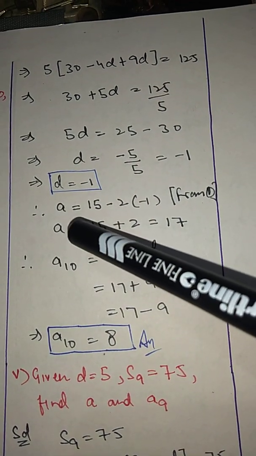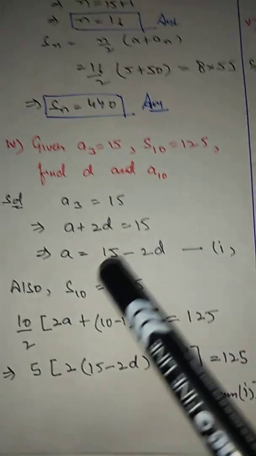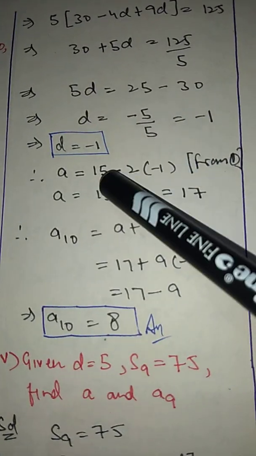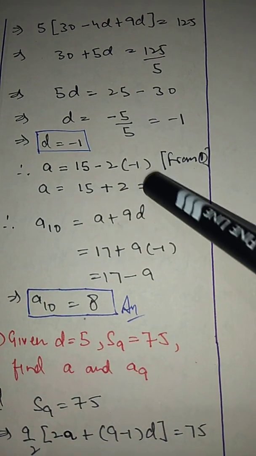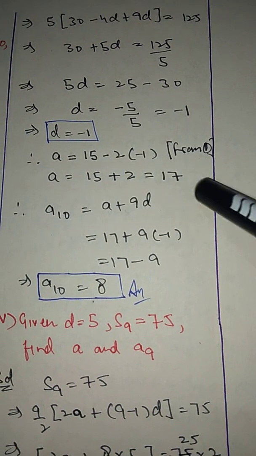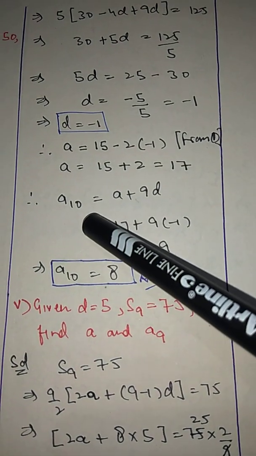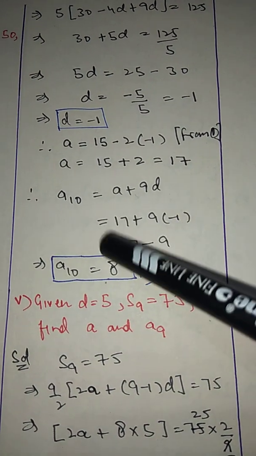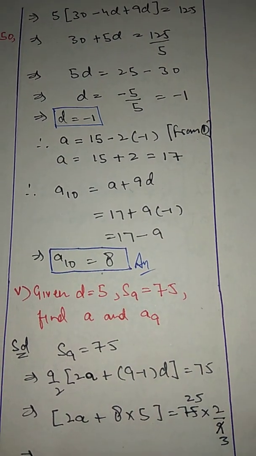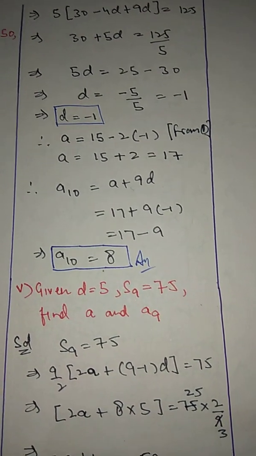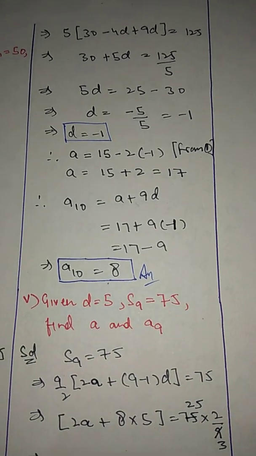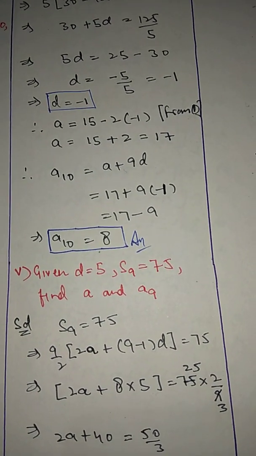Then we have to find the value of a, as we have in equation 1, a is equal to 15 minus 2d. So we get a is equal to 15 minus 2 into the value of d, which is minus 1. 15 minus minus 2 is plus 2, 15 plus 2 gives 17. So a is 17. Then the value of a10, which we have to find, is a plus 9d. 17 plus 9 into minus 1, it becomes 17 minus 9, so it becomes 8. So the value of a10 which we have found is 8.